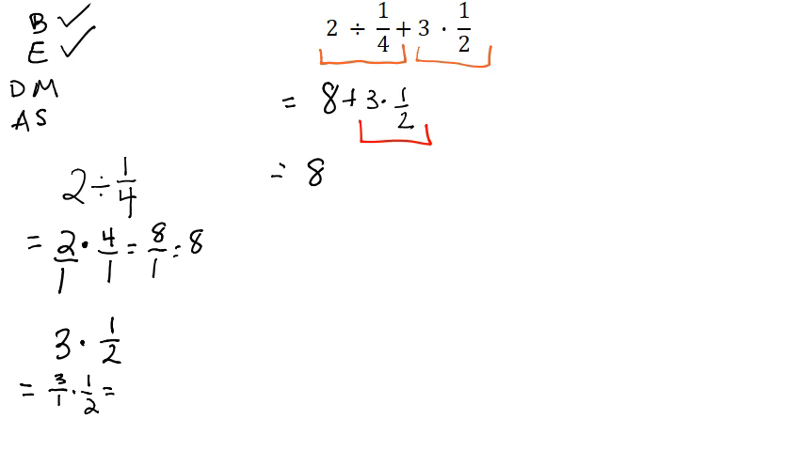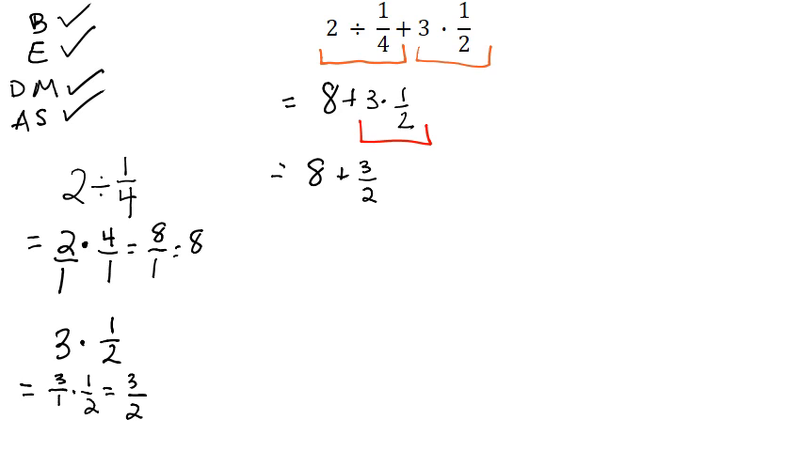1 times 3 is 3, and 1 times 2 is 2. So this becomes 8 plus 3/2. So we're done division and multiplication. Last but not least, we have addition and subtraction. So we have addition in our question. So we'll have 8 plus 3/2.